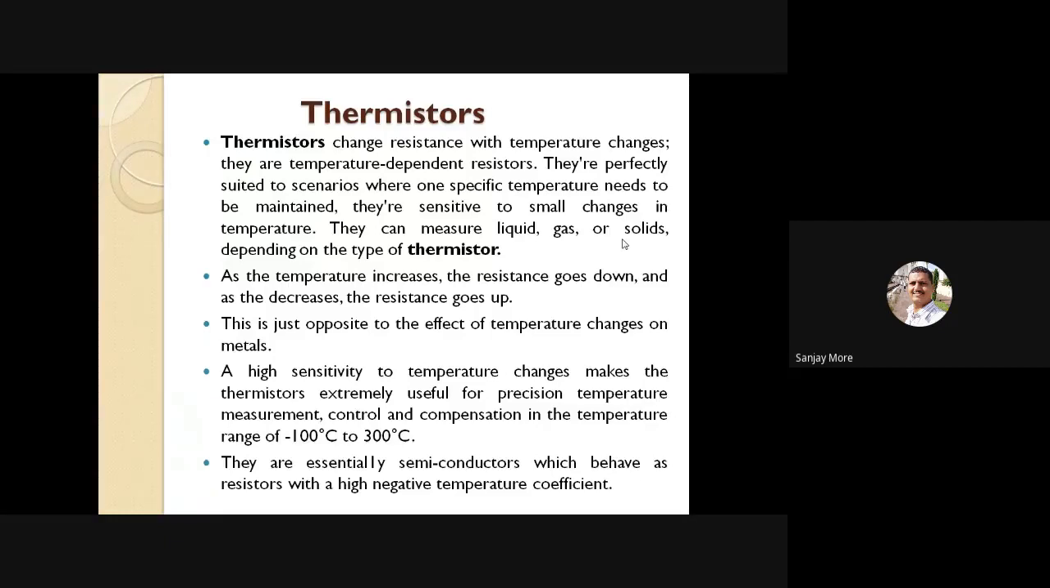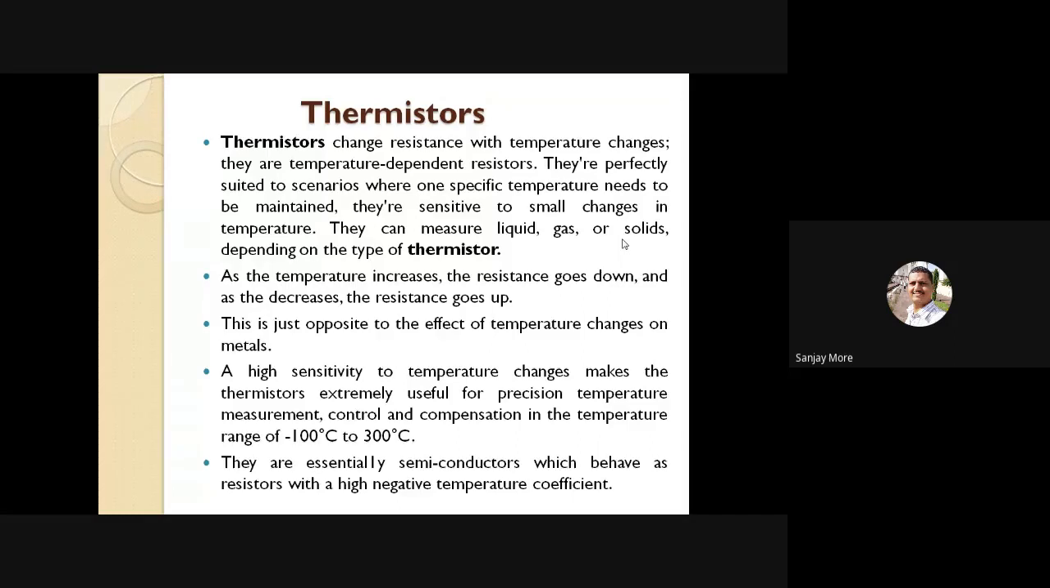A high sensitivity to temperature changes makes the thermistor extremely useful for precision temperature measurement, control and compensation in the temperature range of minus 100 degrees Celsius to 300 degrees Celsius. Full stop and next line.